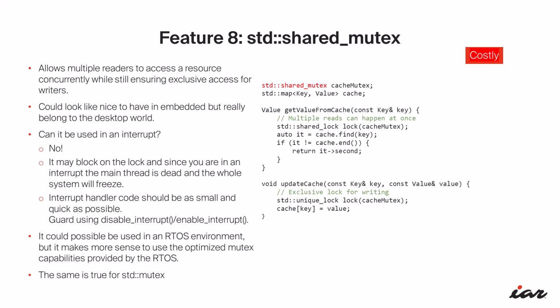So the best style to use in embedded is the old proven disable interrupt, enable interrupt mechanisms. The shared mutex mechanism could possibly be used in real-time operating system environments, but in that case it will probably make more sense to use the more optimized mutex capabilities provided by the real-time operating system.